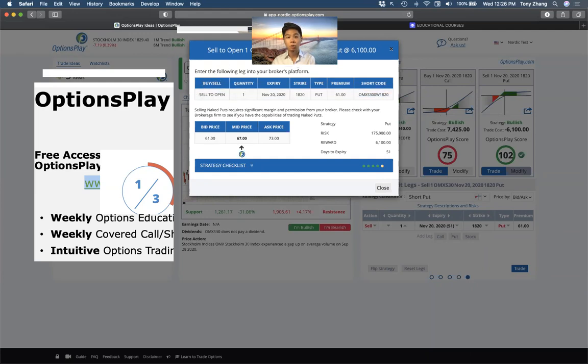way to enter this order. So for example, you want to sell this put option, sell to open one contract, the November 20, 1820 put option. The premium currently is trading at 61 by 73 crowns. The midpoint is 67 crowns, and you can use that for your order entry.